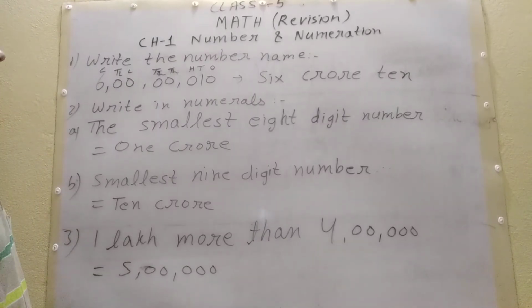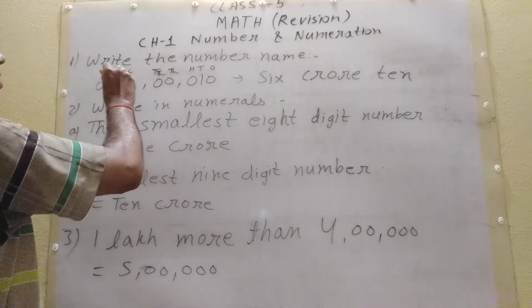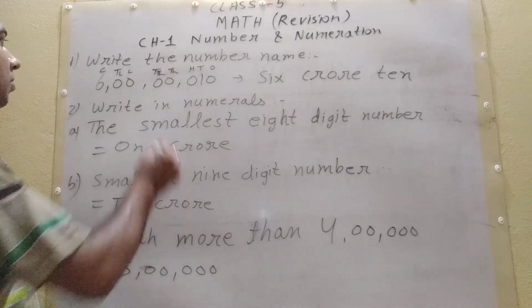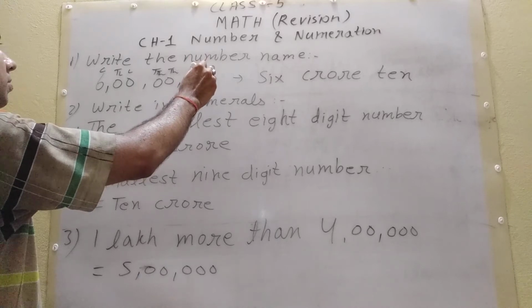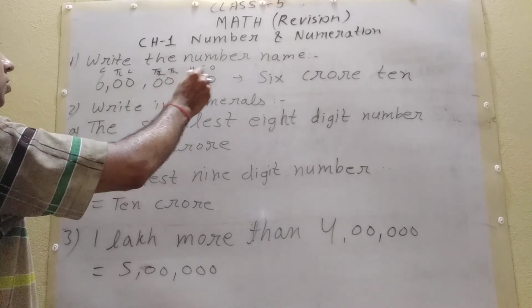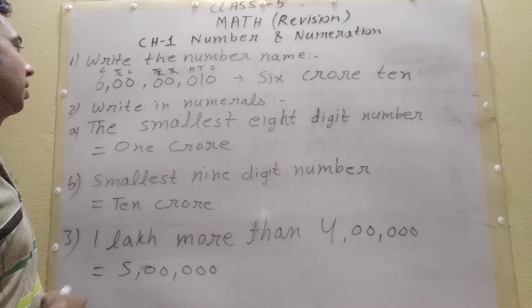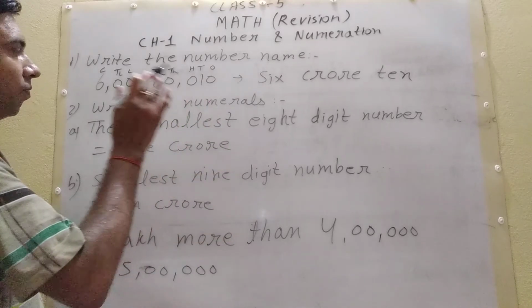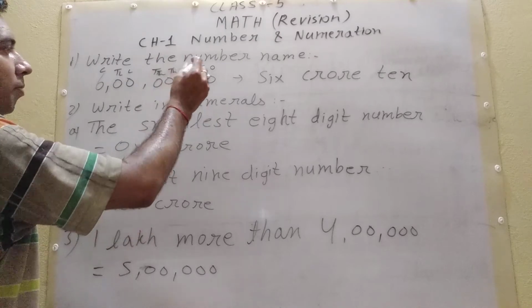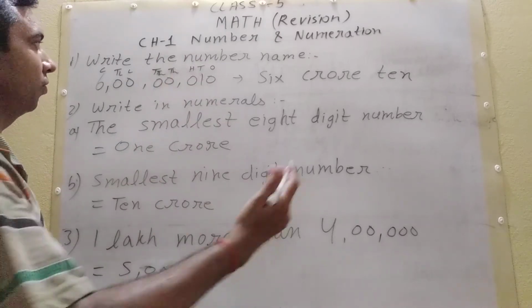Yes, student. Now another question. Write the number name. So here 600000010 is given. How can we write the number name? I have said that whatever you are doing, first write the place value. How to write the place value?